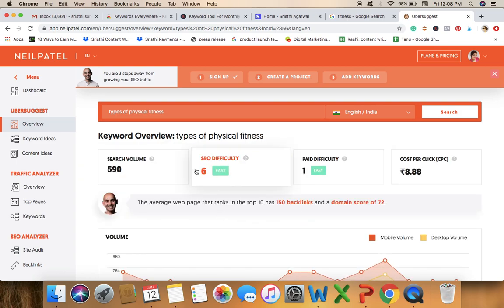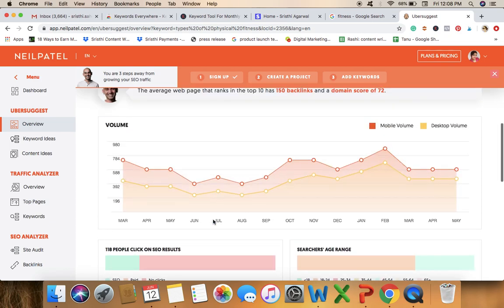So see, the SEO difficulty is pretty easy, but then again the search volume is questionable. It is just 590. So these are the ones which you can actually make a list of and see which ones are easy, which ones are difficult, and what the search volume is. Keep making that Excel sheet and then see which keywords are working best for you.